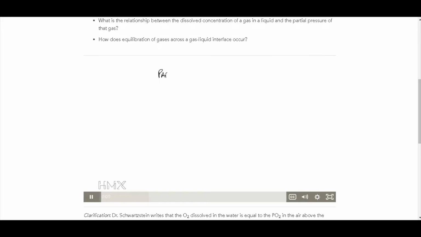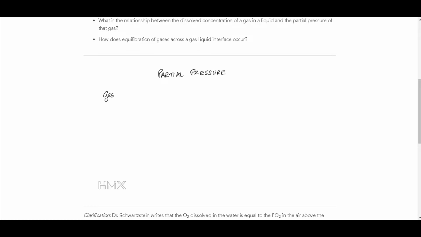The concept of partial pressure is likely something you've learned some years ago, and partial pressure tells us about gases and the amount of a gas that I have in a particular situation. The most common is to think about the gas, for example, in the atmosphere. In the atmosphere, we know that we have oxygen and we have nitrogen. The total pressure in the atmosphere at sea level is 760 millimeters of mercury.